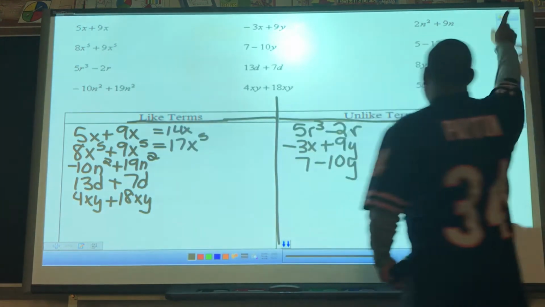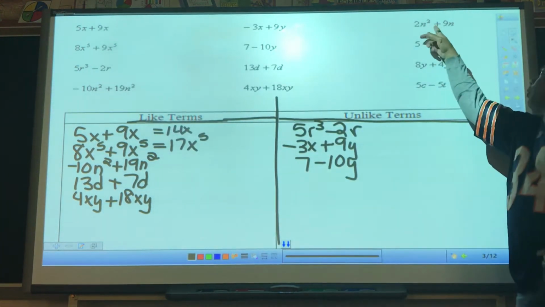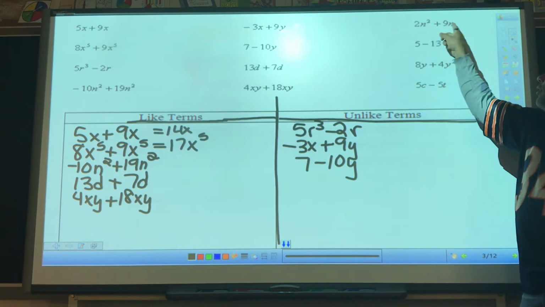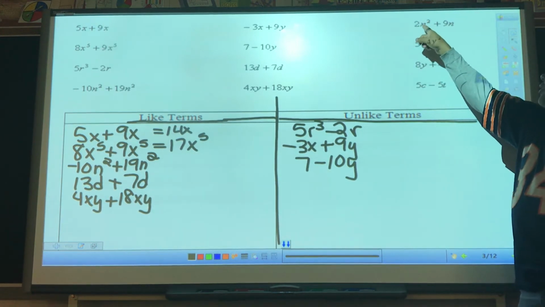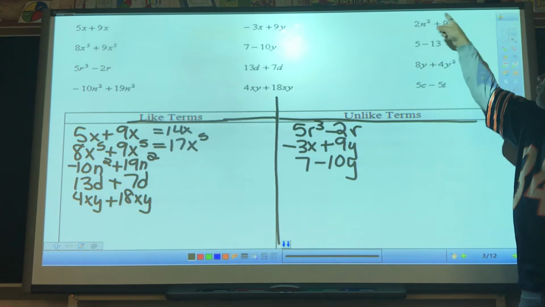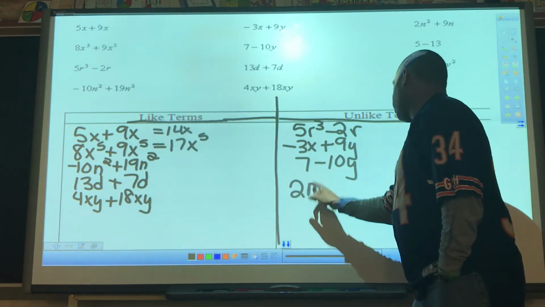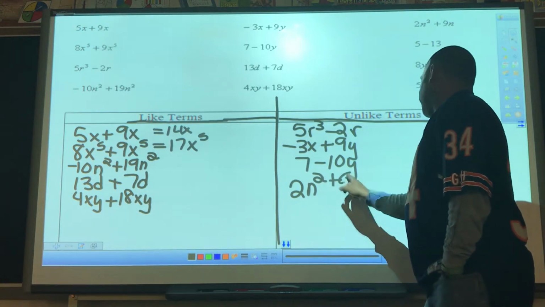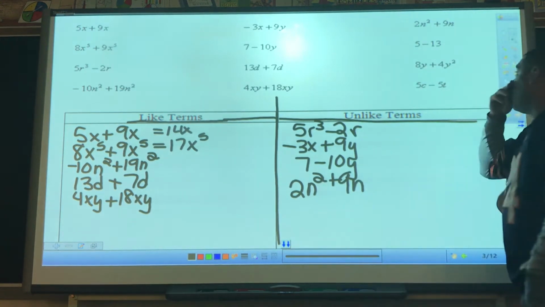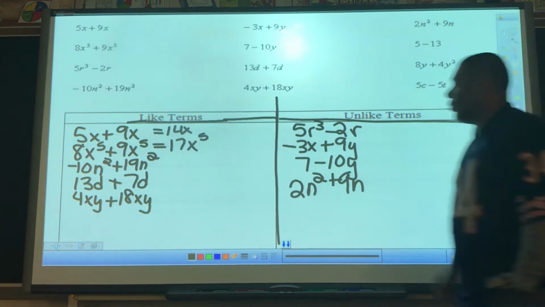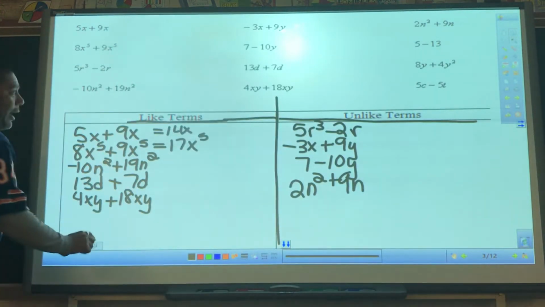On to the last column. 2n squared plus 9n. Now again, a little tricky. They have the same variable, n. The problem with this is n squared. They have different exponents. So those are not like terms. 5 minus 13. Just 2 constants. Yes, those are like terms. We're allowed to add those together.